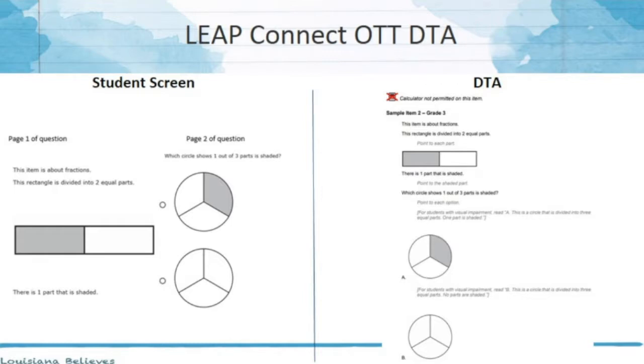Then I would read, which circle shows 1 out of 3 parts is shaded. The directions are telling me to point to each option, and then additional language for me to tell the student if they have a visual impairment. So this is why the DTA is so important. It is giving you additional things to do for each item of the test and tells you what to read and not to read. So this must be used to administer the test, regardless of if the text-to-speech is on in the system.